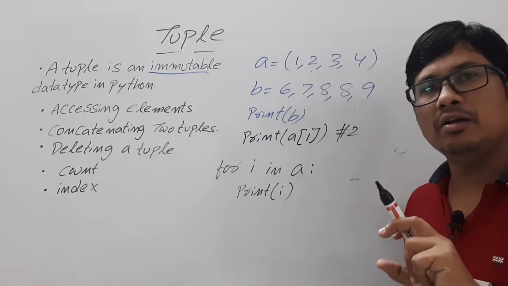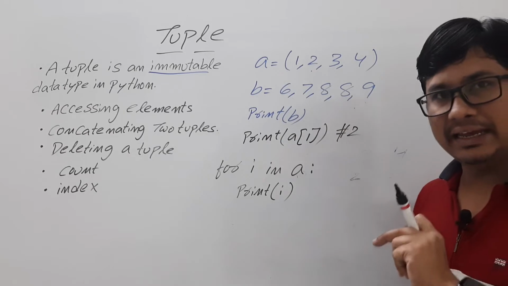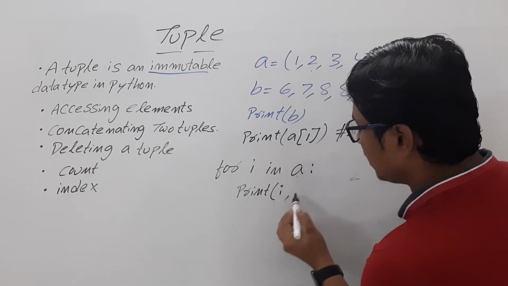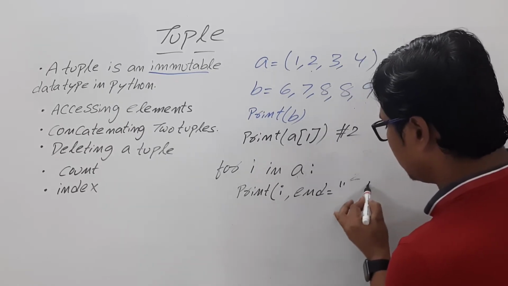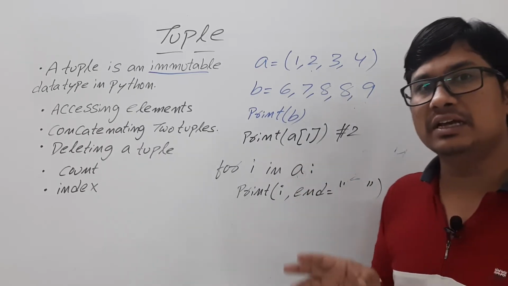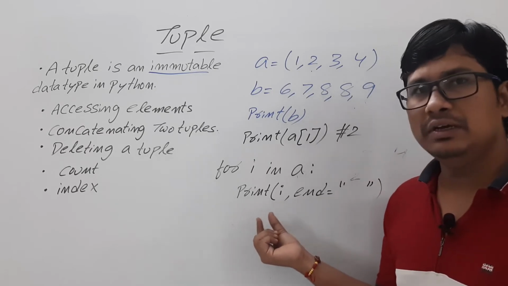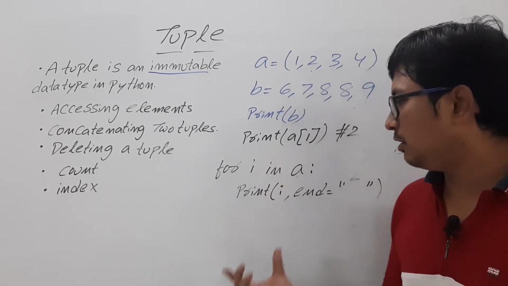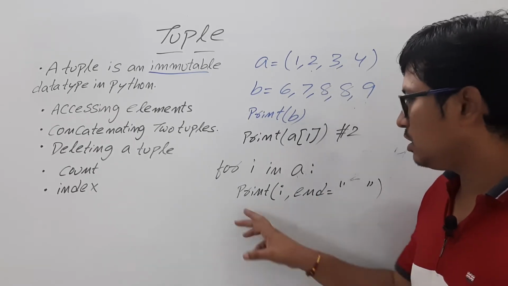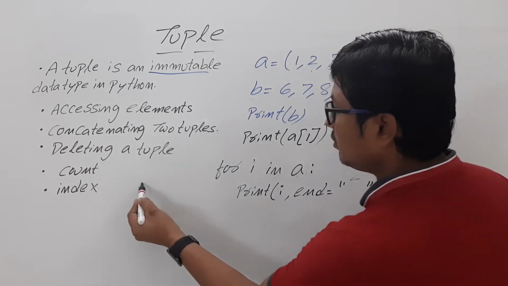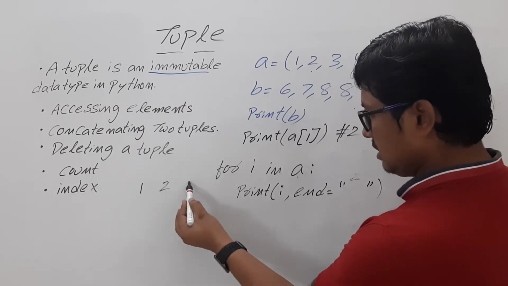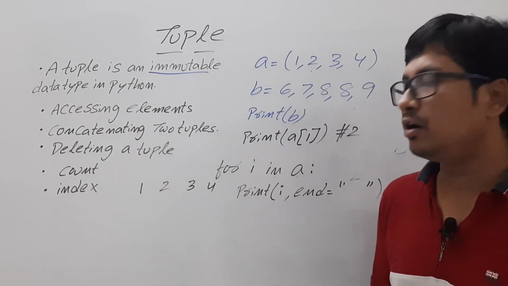If you want to display all of them in a single line separated by some space, that also you can do. You can write i comma end is equal to double quotes, give a space, close the double quotes. By default end will be \n. So after printing one value, it will go to the new line and print the another value. But if you write like this, instead of \n, you are making it as a space. So what will happen? First value 1 will be printed and you will get a space, and 2 will be printed, then 3, then 4, like this it will be printed as an output.